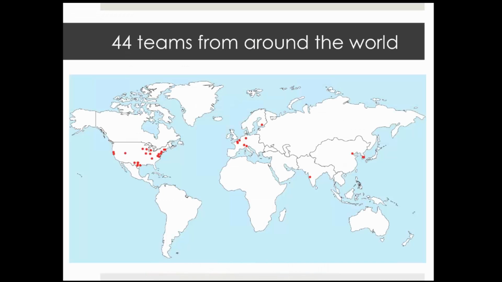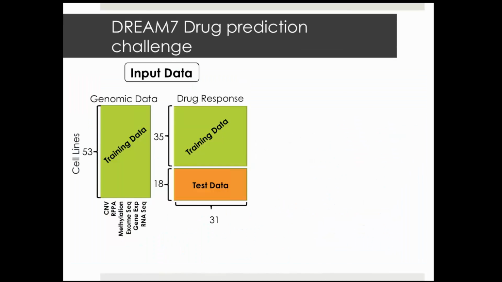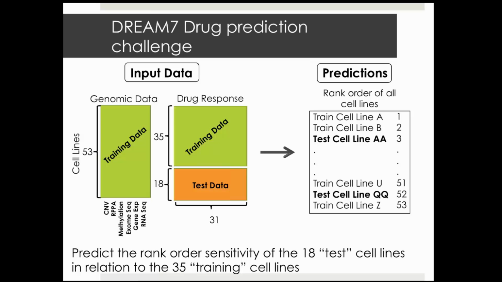In all in this challenge, we had about 44 teams from around the world participate, which was pretty remarkable, actually, to be able to take what we have been doing in the lab and multiply it into this huge amount of work that the community was very actively engaged in. All right. So the challenge itself was to predict the rank order sensitivity of the cell lines in the held-out test data set. And once those ranked order lists were submitted, that's what we used for scoring participants' predictions.